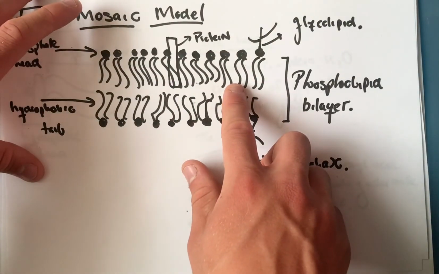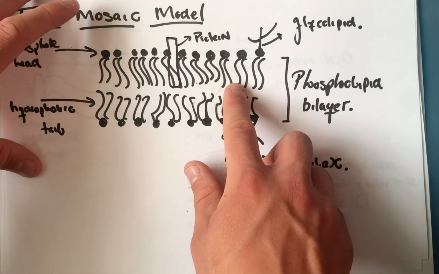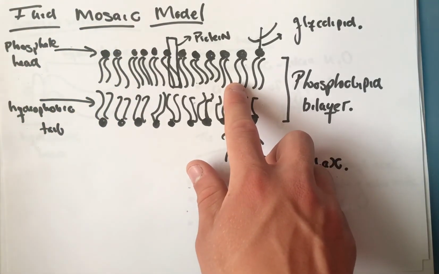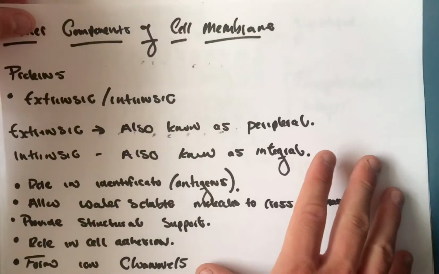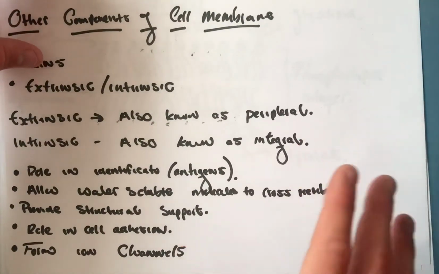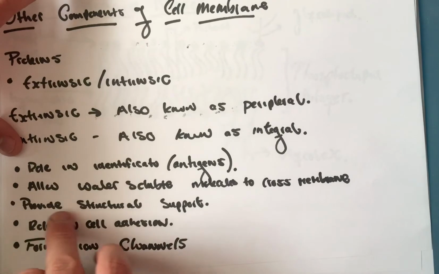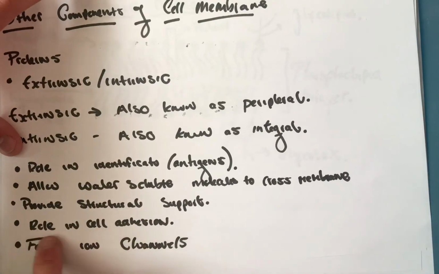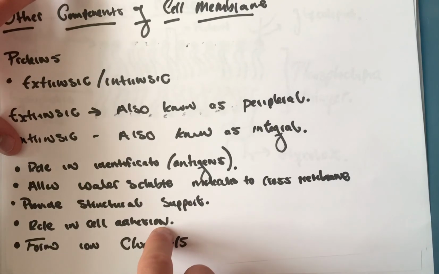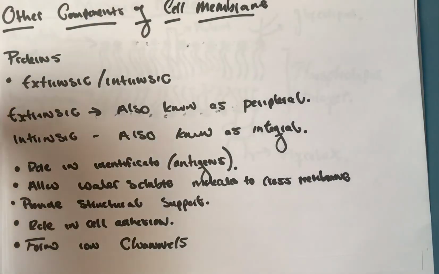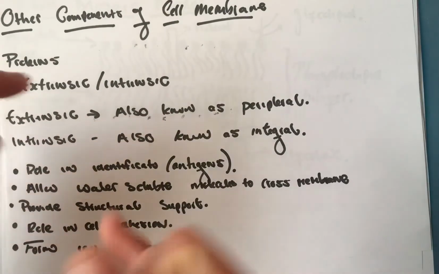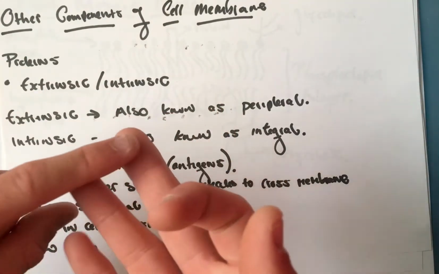Obviously, because the phospholipids are hydrophobic, and therefore they will prevent any water molecules from crossing the membrane. So it's vital that the proteins are there to allow water-soluble molecules to cross. The proteins provide the cell membrane with structural support. They also have a role in cell adhesion. So, for example, glycoproteins, which are just proteins joined with carbohydrates. They also form ion channels to allow sodium ions, potassium ions, magnesium ions into the cell.